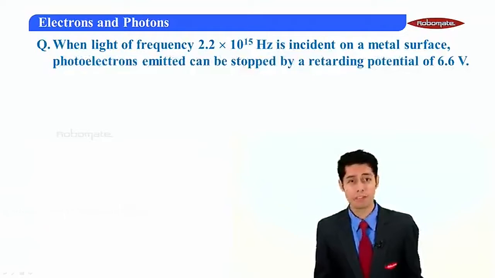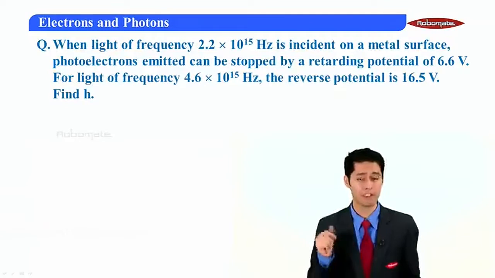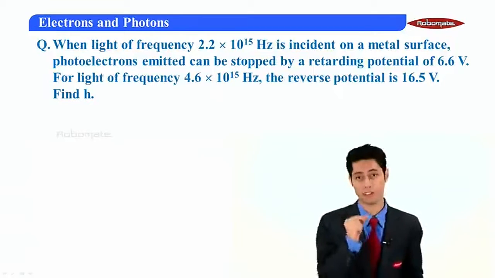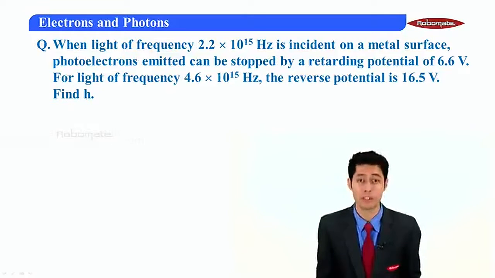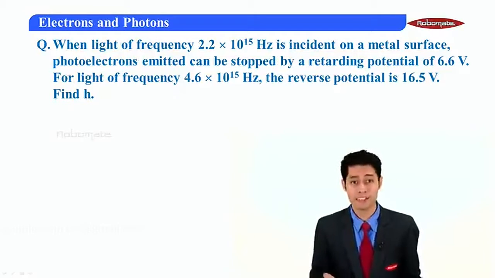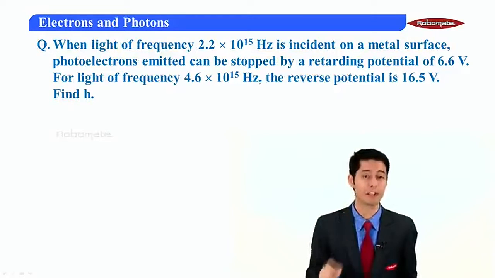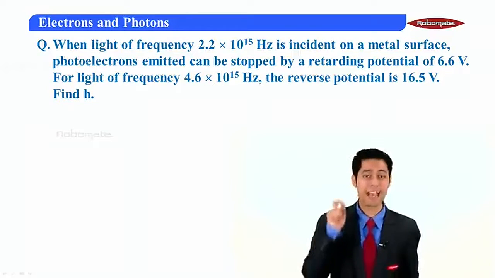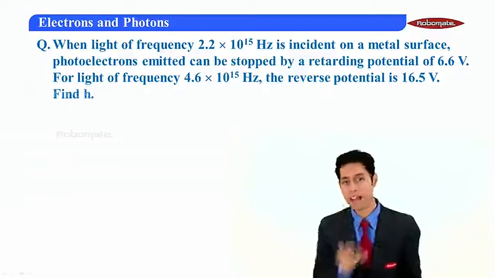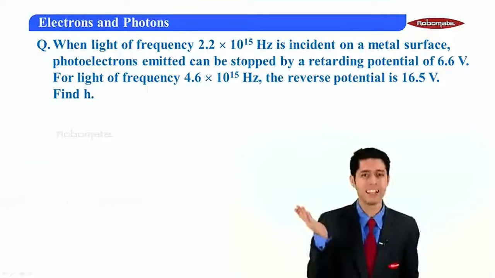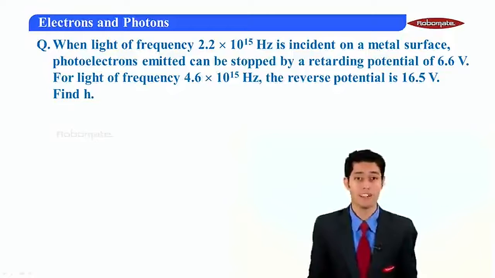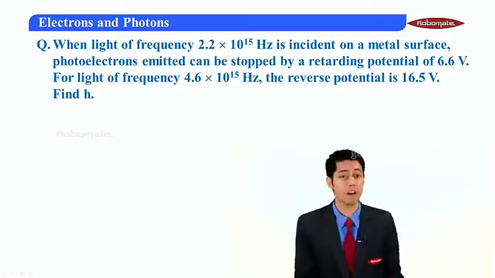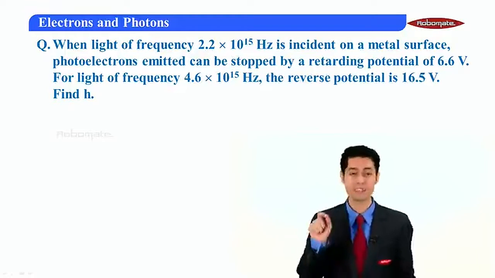In the next problem, we have a problem which is not concentrating on the work function. It is asking us to find the value of h. Now what is this problem all about? It says that there is a light having a frequency 2.2 into 10 to the power 15 Hertz. Now this can be stopped by a retarding potential of 6.6 volt. So can I say I've been given frequency 1 and stopping potential 1. There is another light having frequency 4.6 into 10 to the power 15 Hertz with a reverse potential, that means again the retarding potential or the stopping potential, as 16.5 volt. And then they are asking us to find out h.